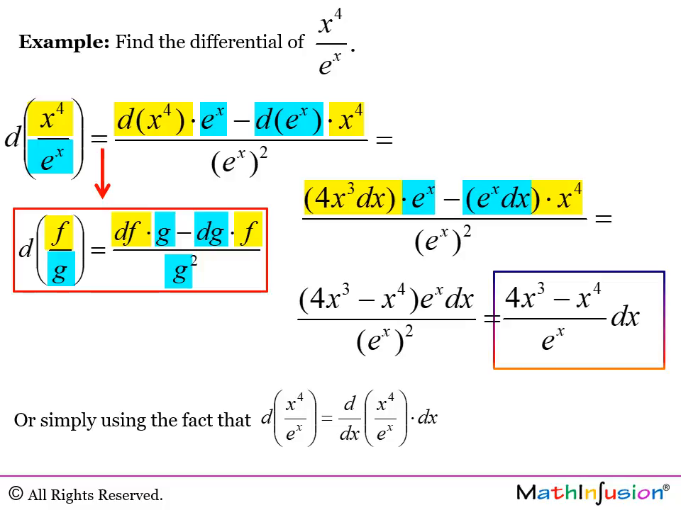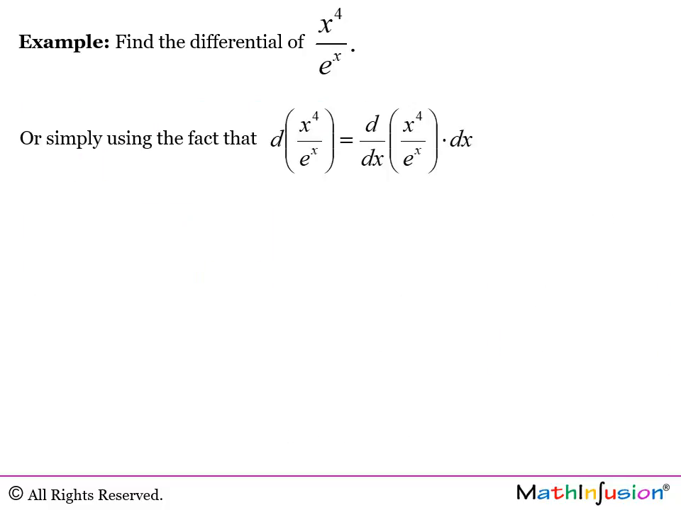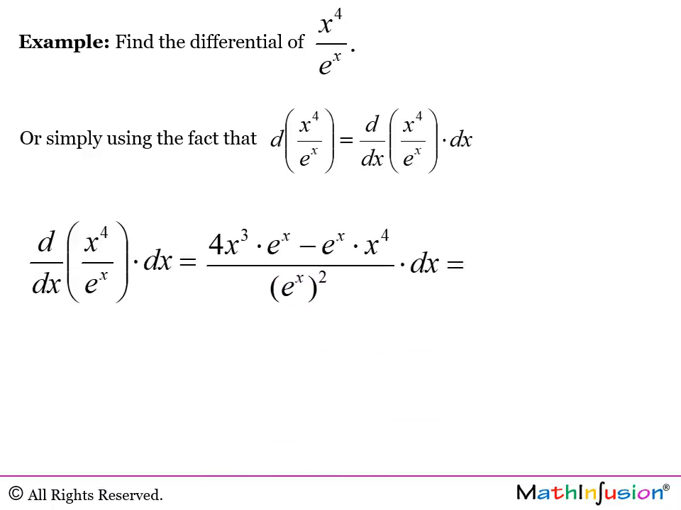Obviously, I can again do as before. I can just differentiate x to the 4 over e to the x and multiply the result by dx. So here is this. I apply the quotient rule. I got that. And in the end, I just added the times dx. And here it is after simplifying.